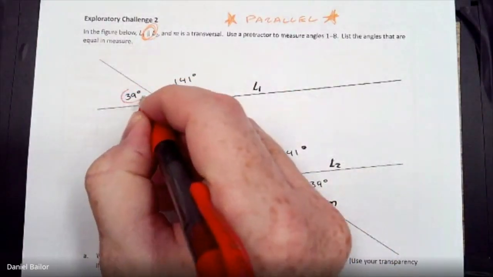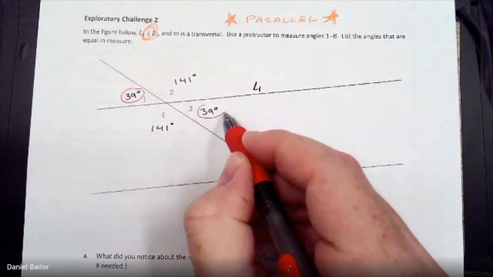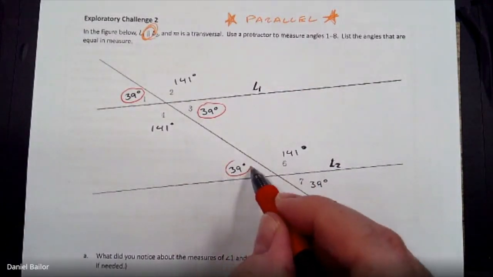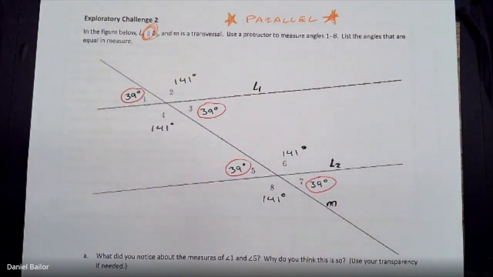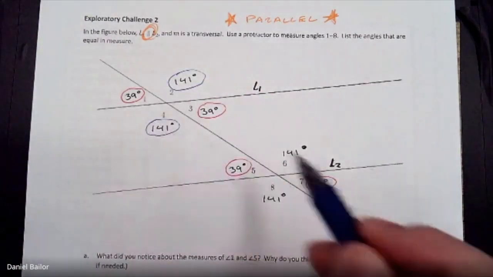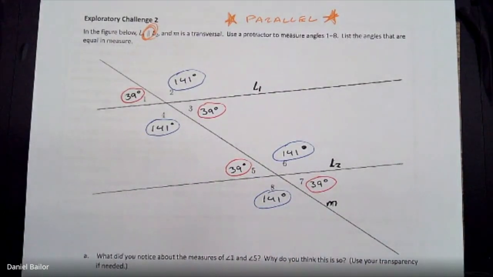Angle 1 is 39. Angle 3, the vertical angle, is 39. But wait, angle 5 is 39, and angle 7 is also 39. And then angle 2 is 141, 4 is 141, 6 is 141, and 8 is 141. So what is going on here? Why do we have this pattern? Why are there only 2 types of degrees in this diagram?